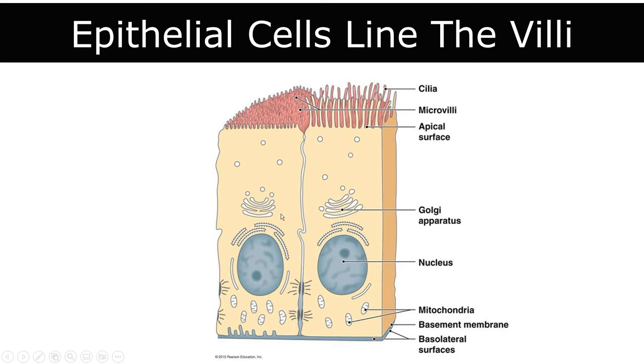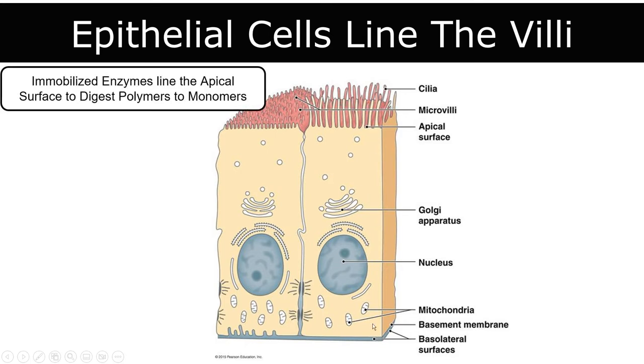They've got a nucleus, they've got rough endoplasmic reticulum and Golgi and mitochondria, and their whole job is to facilitate the transport of the monomers that are being created inside the small intestine, inside the lumen of the small intestine, through that apical surface and out through that basolateral surface. So digestion on this side is happening inside the intestine. And so this is where those enzymes that were created in the pancreas, like amylase and lipase, they're actually immobilized on top of the apical part of the cell, where they are then allowed to digest those polymers into monomers.